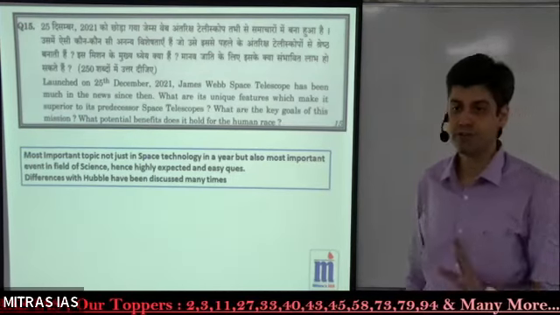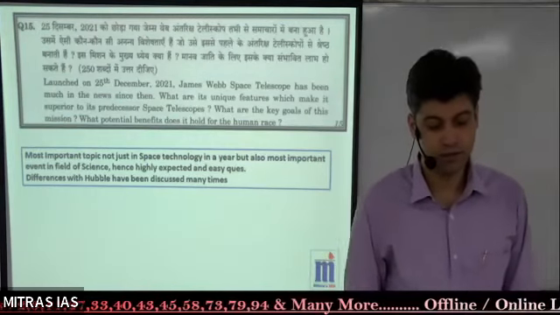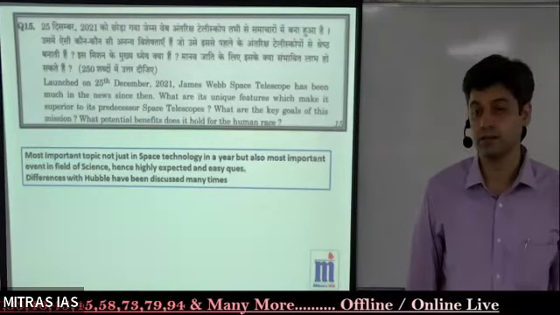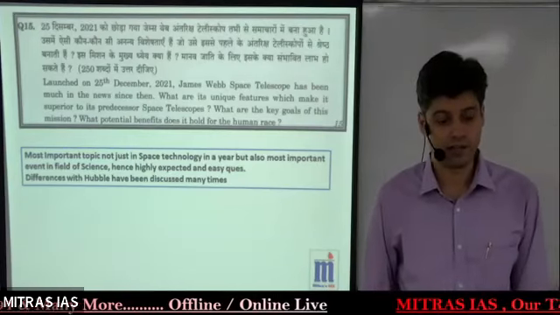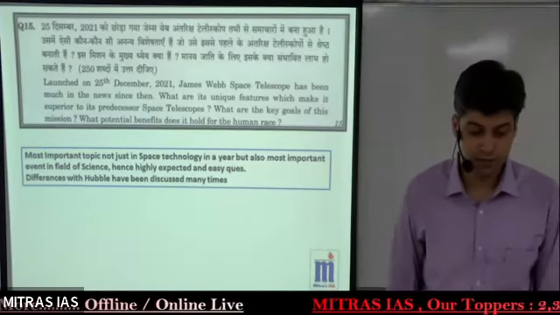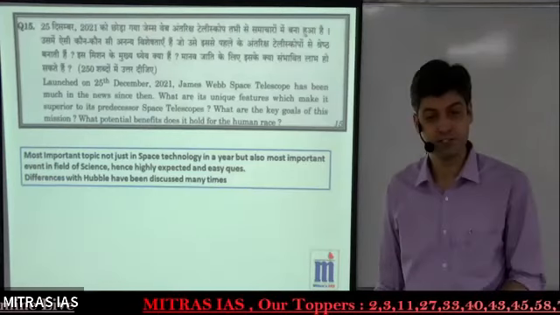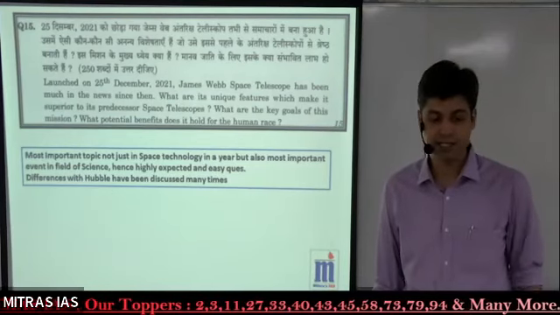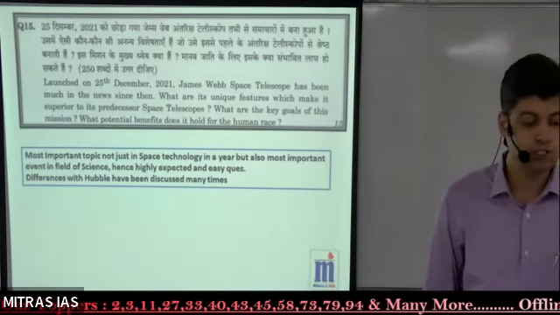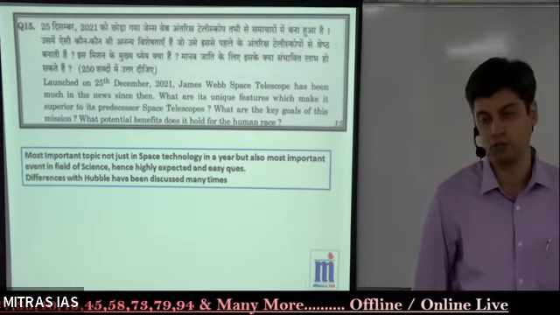A thousand times, I think, I've told this, that this is one of the most important topics in science this year. James Webb Space Telescope: what are its unique features which make it superior to its predecessors? So you have to talk about the Hubble telescope and compare it with it, which we did in our class as well. What are the key goals of the mission, which we also discussed, and what potential benefits does it hold for the human race?